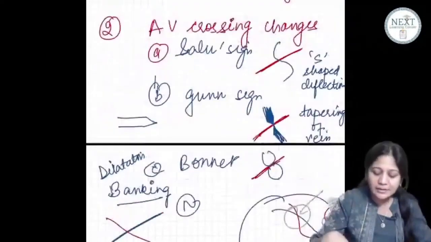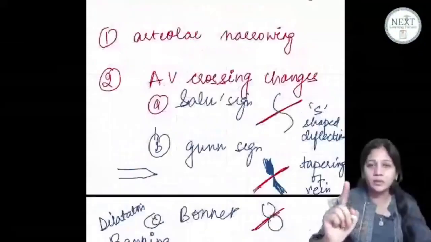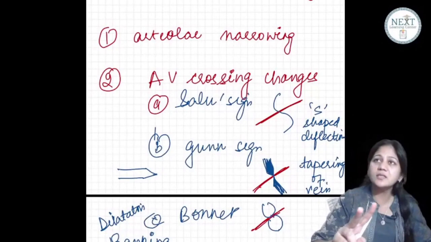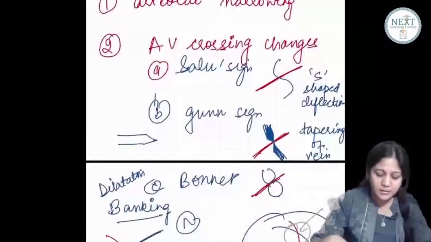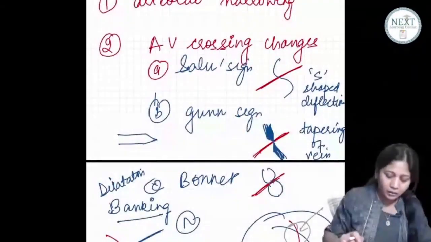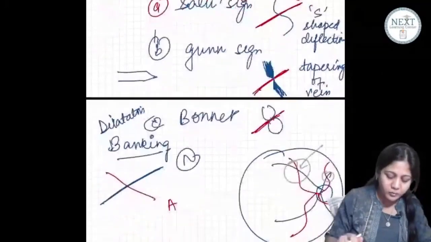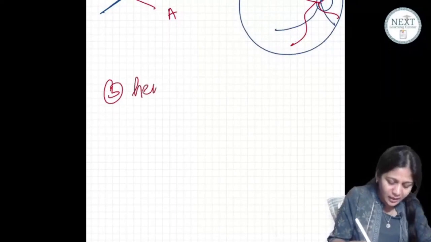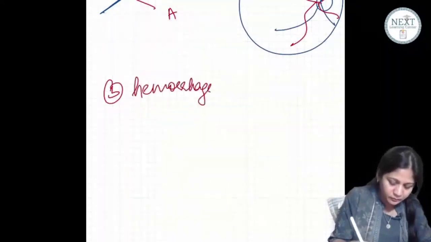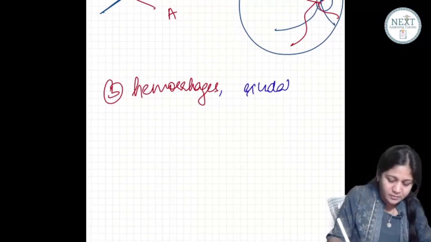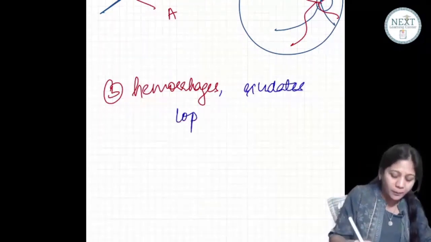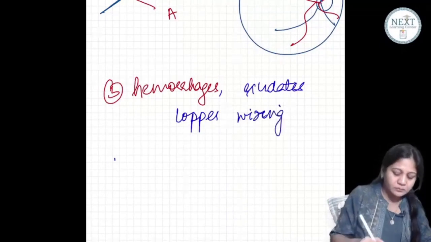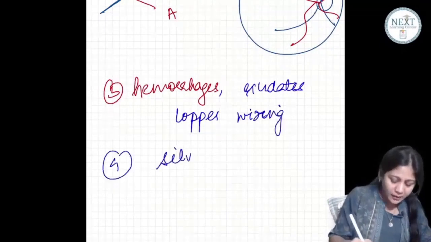So what about the third stage? We are done with A stage, arteriolar narrowing. Then we have the AV crossing changes. The third one is going to be the hemorrhages or further progression of the disorder. Please write down. In stage number 3, you will see hemorrhages. You will see exudates. You can also have a copper wiring of the vessels. And in the next stage, you see silver wiring of the vessels.